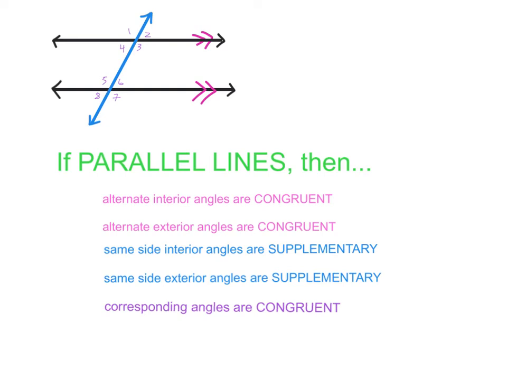All right, so to wrap it up and to put words to it and make it all formal, here we go. If parallel lines, then alternate interior angles are congruent. If parallel lines, then alternate exterior angles are congruent. If parallel lines, then corresponding angles are congruent. Yes, I went out of order. If parallel lines, then same side interior angles are supplementary. If parallel lines, then same side exterior angles are supplementary. These 5 statements are things you need to know for this upcoming test.